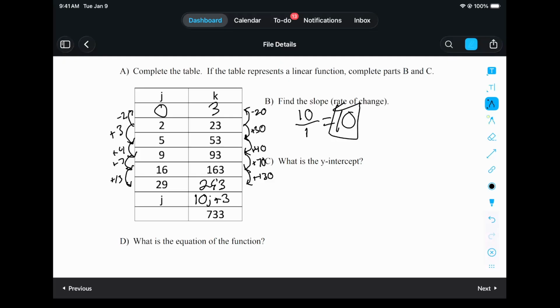Yeah. So in order to find k, we need to multiply j by 10 and then add 3 because of this guy here. 3 is not like 3. You get from 0 to 3 by adding 3. But it still holds true with our expression because 10 times 0 is 0 plus 3. So knowing what we know now, we are left with 733.